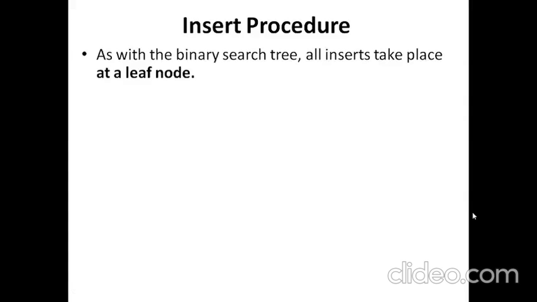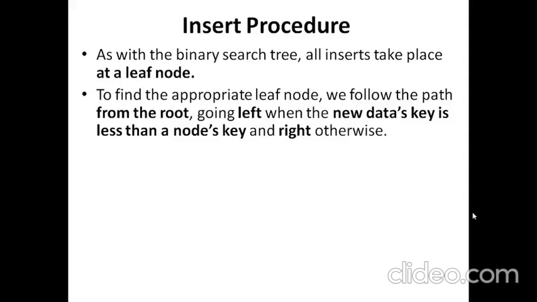Now the insert procedure. Just like in the binary search tree, whenever you want to insert a new node into the AVL tree, it has to always be done at the leaf node level. So we must locate a particular leaf node based on the value we want to insert, and then insert the new value as a leaf node under the parent node. So any insert always happens at the leaf level, and in order to find the appropriate leaf node, we have to follow the path.